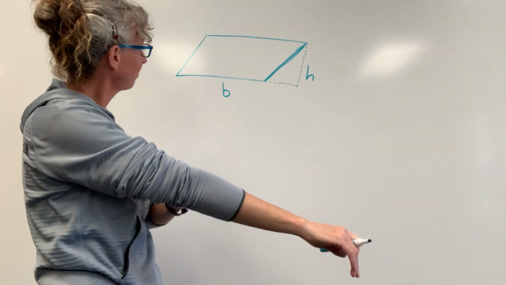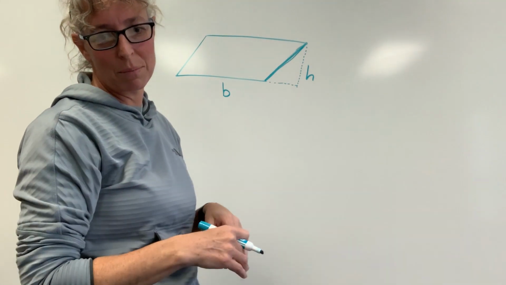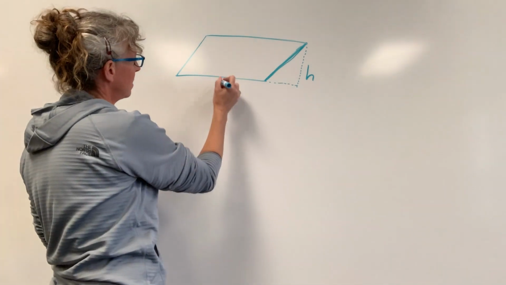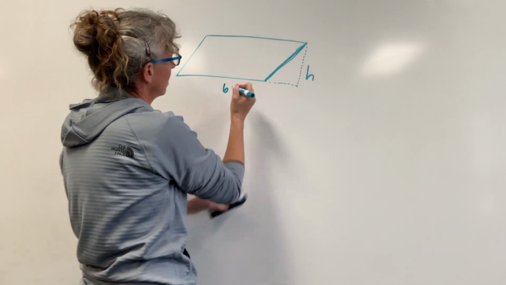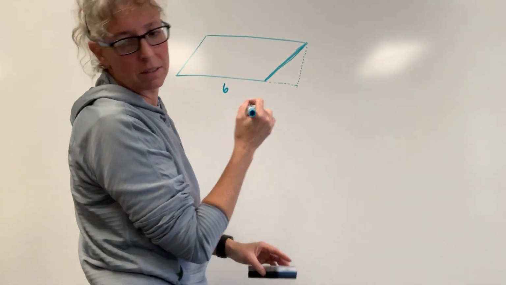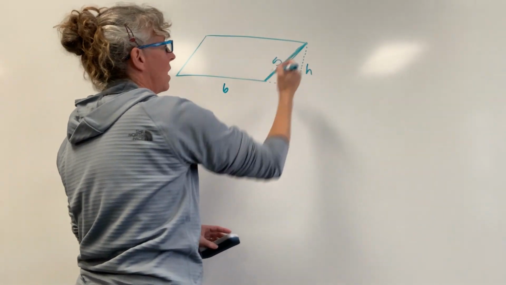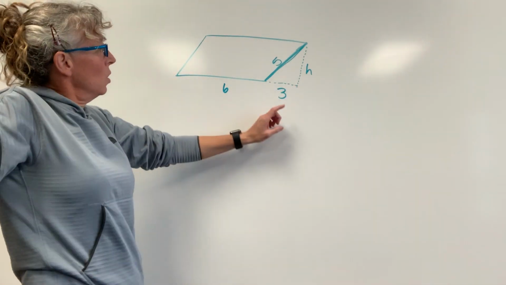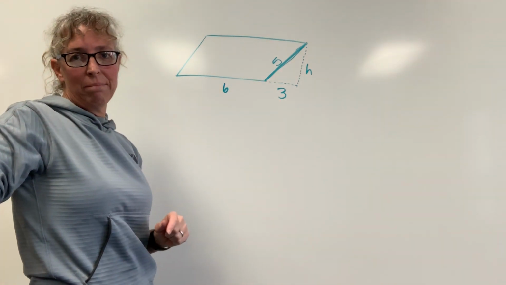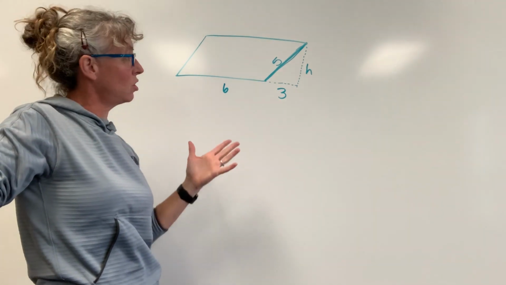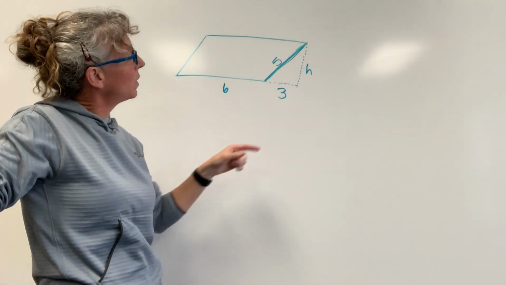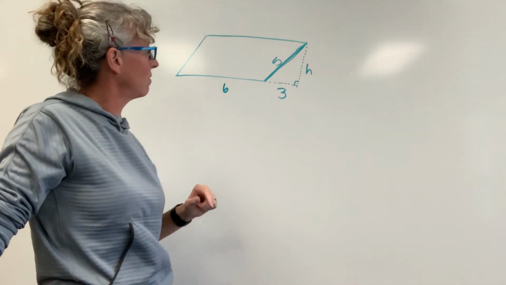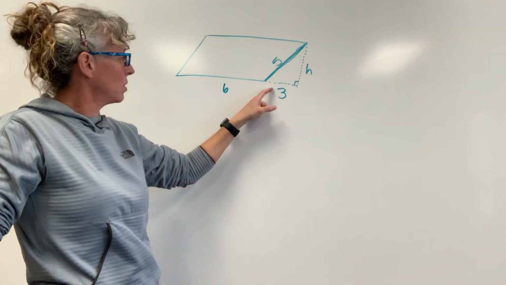So, base times height. Let's try example number 1A. Find the area of the parallelogram, and they told me that this was 6. Here, I'll erase this. 6. This was a mystery number. This is 5, and this is 3. Okay. Is 5 the actual height of the parallelogram? No, it's just the length of that side, right? We could find the actual height, maybe, because we have a little right triangle right here that they so helpfully gave us. And that's why they told me that this was 3 right here.